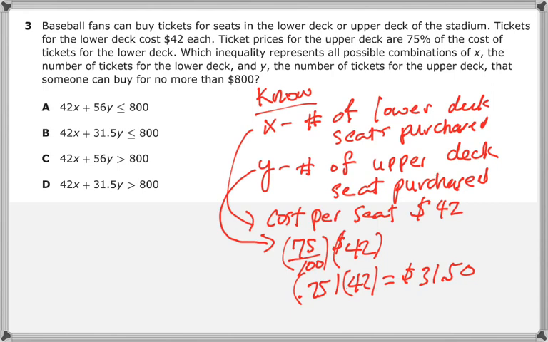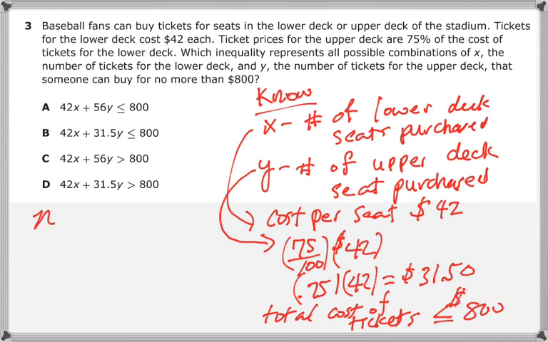And also we know we're not going to spend more than $800. So the last thing we know is the total cost of tickets will be less than or equal to $800. So what we need is an inequality that represents all the possible combinations of lower deck seats and upper deck seats that we can purchase and still be under $800.